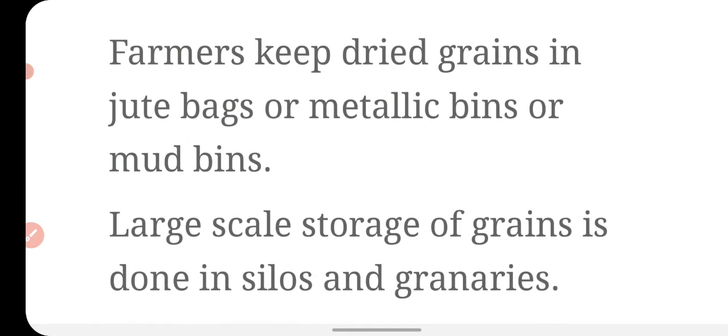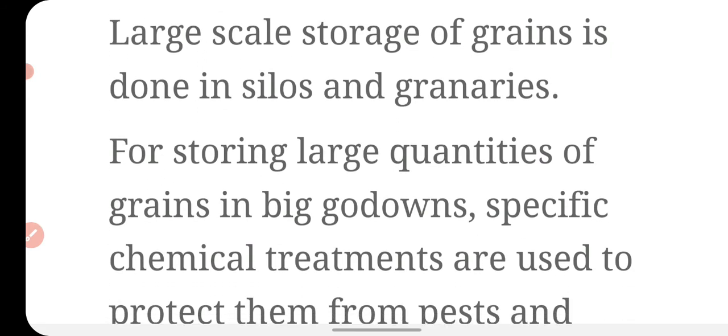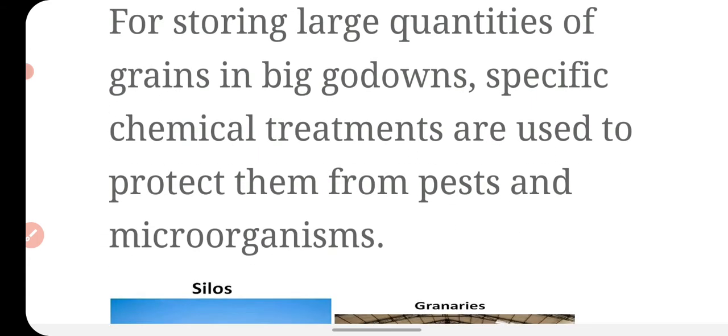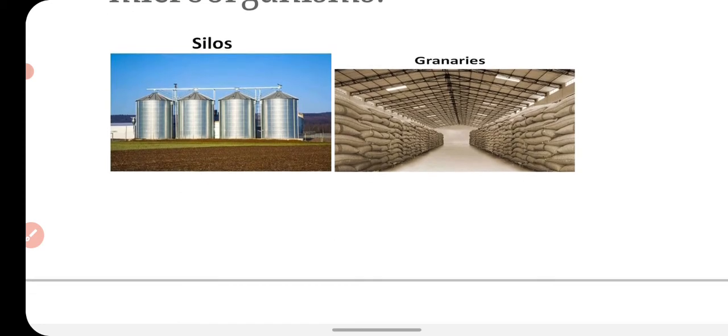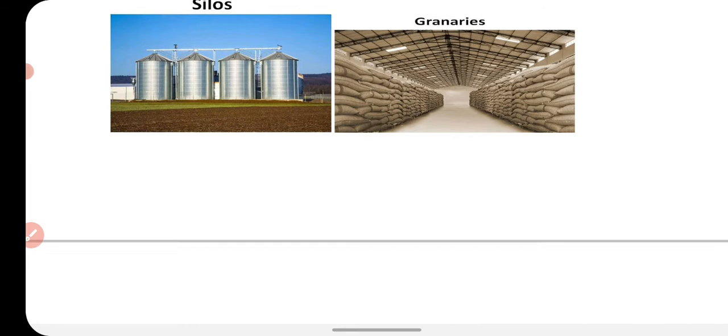Farmers keep dried grains in jute bags or metallic bins or mud bins. Large scale storage of grain is done in silos and granaries. For storing large quantities of grain in big godowns, specific chemical treatments are used to protect them from pests and microorganisms. Here you can see the silos and granaries, and on a larger scale the grains are stored here.